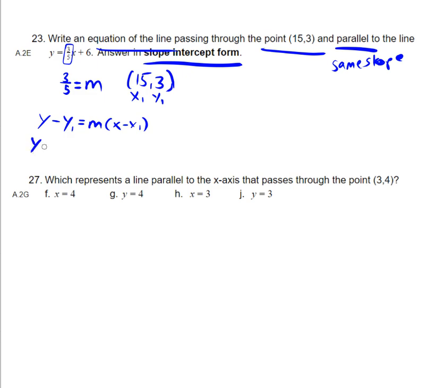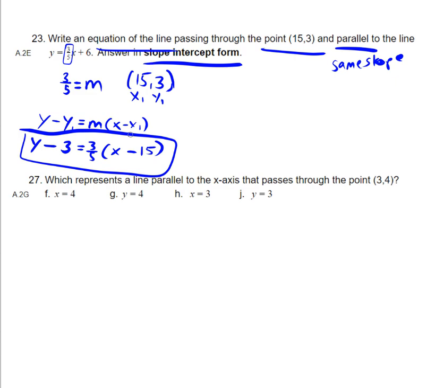But now I just got to plug things in. Y minus my y1 is just going to be 3, right? I leave my y and my x here. I just have to fill in the y1, the x1, and the m. So y minus 3 is equal to my slope, which is 3/5, times x minus my x1, which is 15. And congratulations, that's the answer, right? Except it's not the answer. And if you did that, then unfortunately you got it wrong.